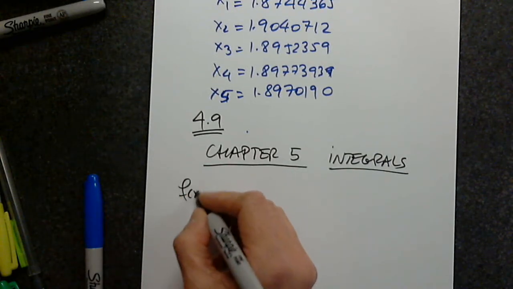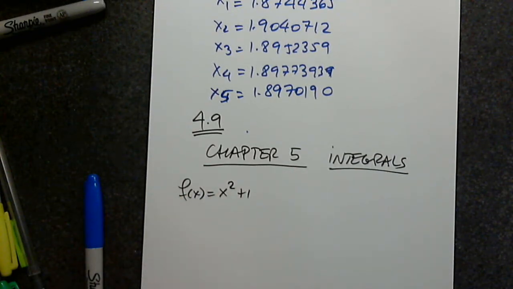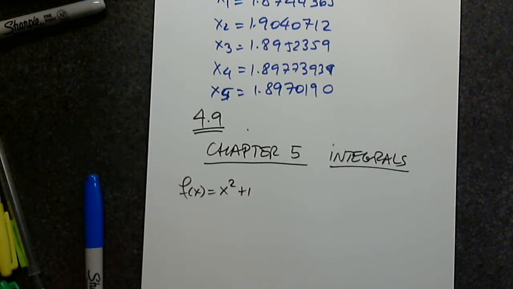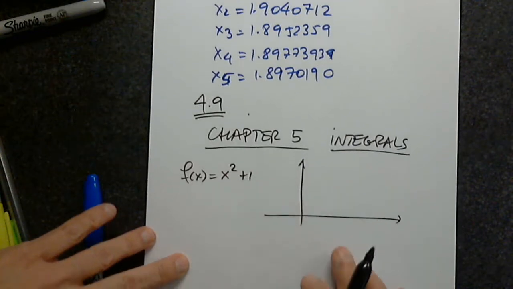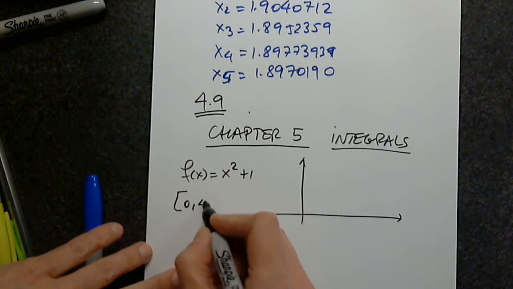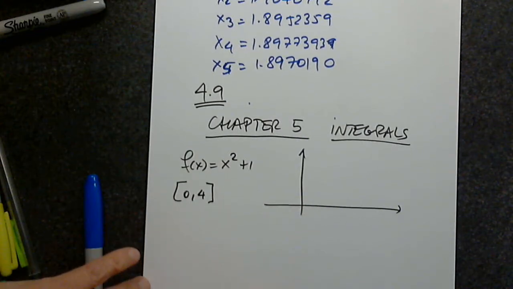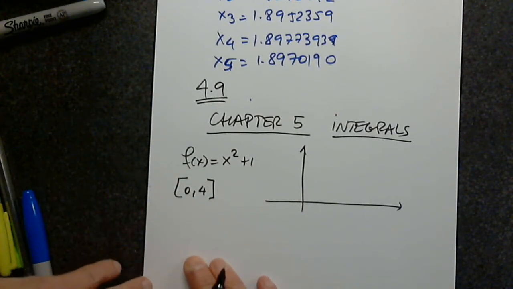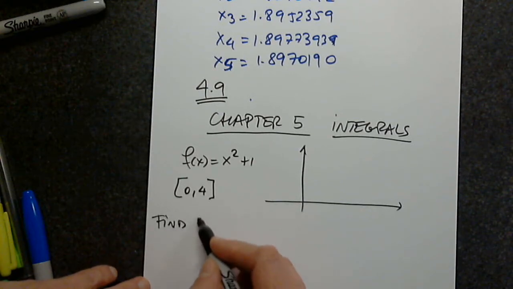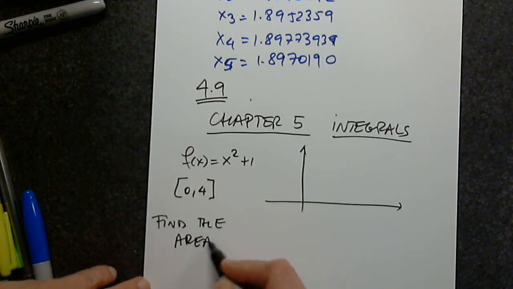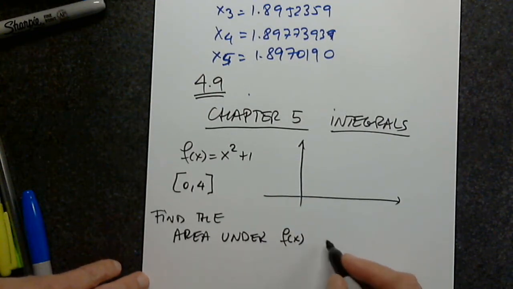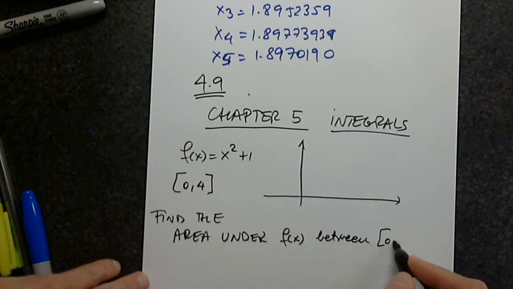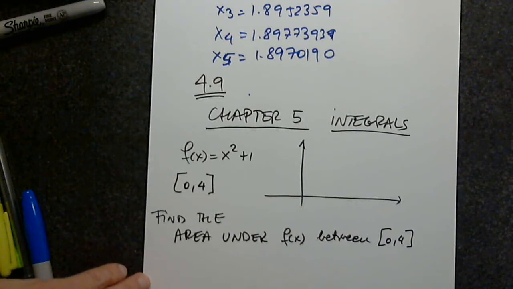So let's look at a basic function like, for example, x squared plus 1. It's kind of basic, right? It's a quadratic function, base function x squared, so it goes up 1. So let's take a look. I'm going to pick an interval. Let's say the interval is 0, 4. And let's suppose the requirement now is to find the area under f of x between 0 and 4, and the x-axis, of course.